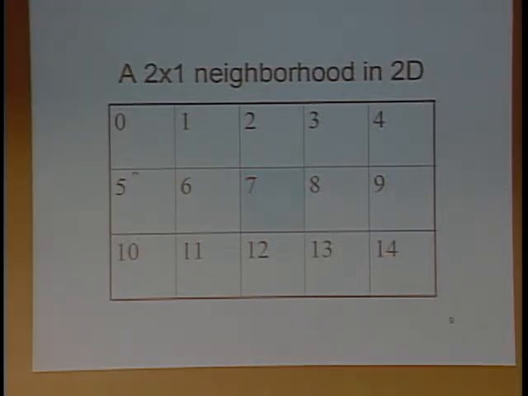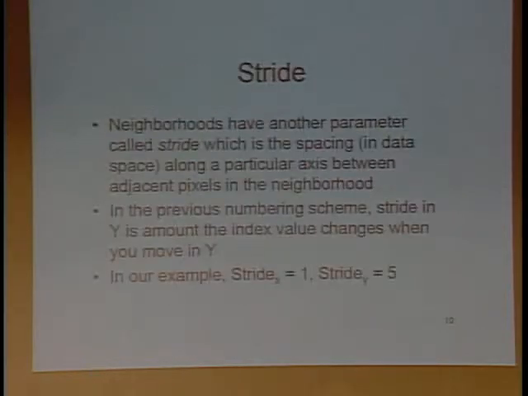So if you think of this neighborhood as a 2 by 1 by 0 neighborhood in 3D, then what's the stride in z direction? 15? Yeah, yeah. So you can easily convert the stride to the size and vice versa.